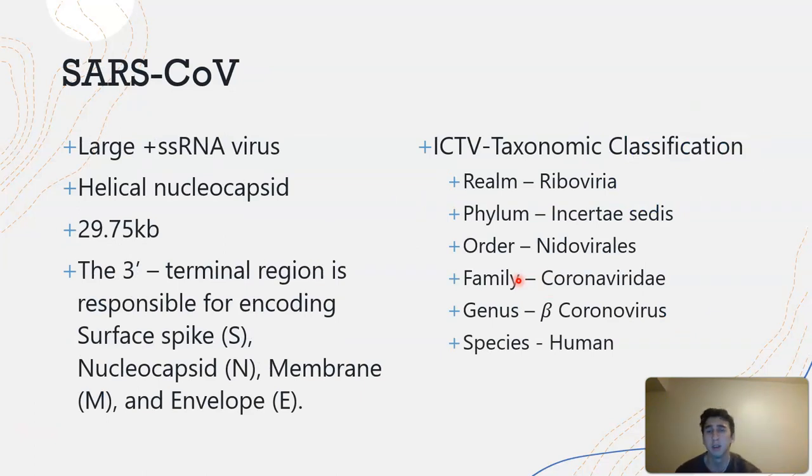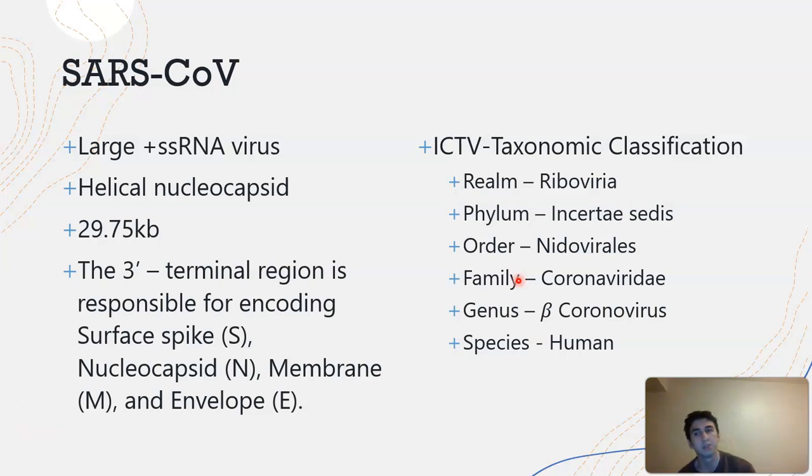SARS coronavirus is usually said to be a large virus. It's a positive single-stranded RNA virus. It has a helical nucleocapsid, and it is 29.75 kilobases in measurement. The 3' terminal region is what encodes for the protein specificity of it. So we're talking about the specificity of the surface spike, abbreviated as S, nucleocapsid, abbreviated as N, the membrane, abbreviated as M, and envelope protein, abbreviated as E.